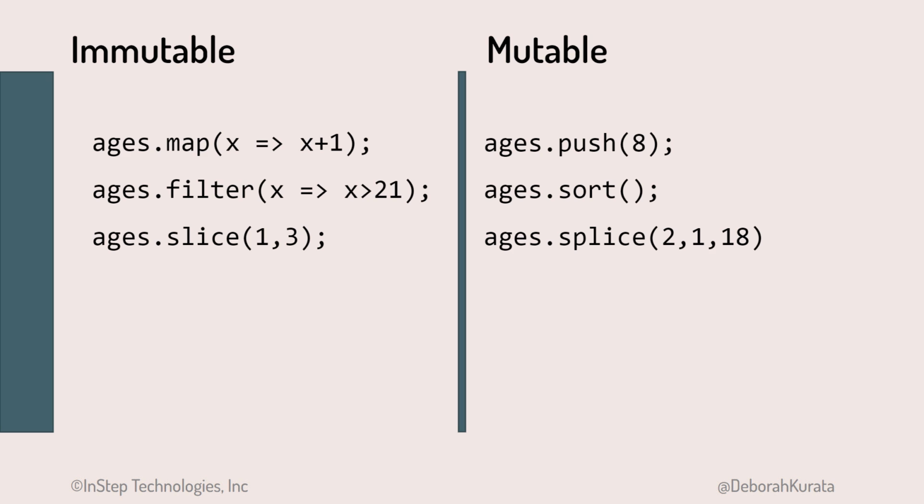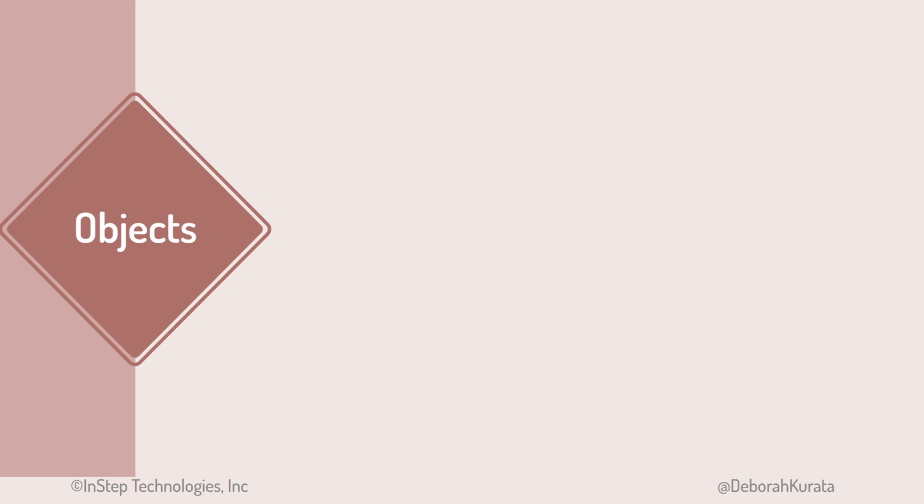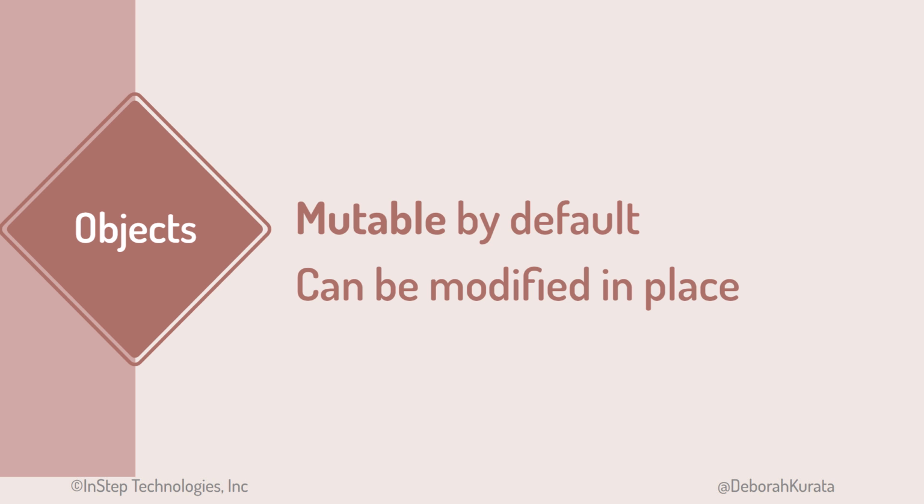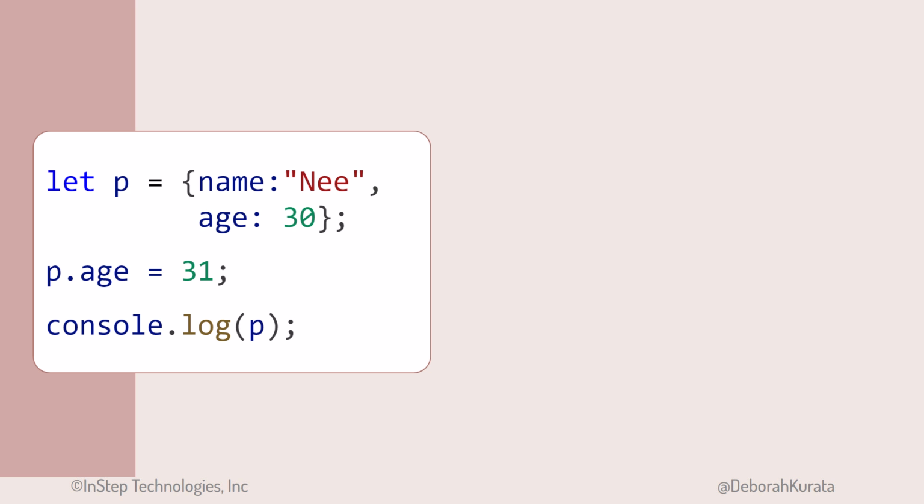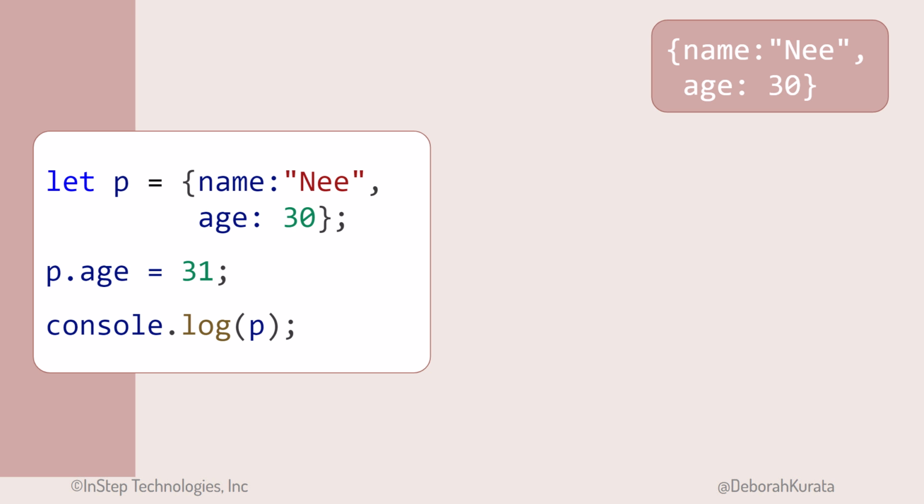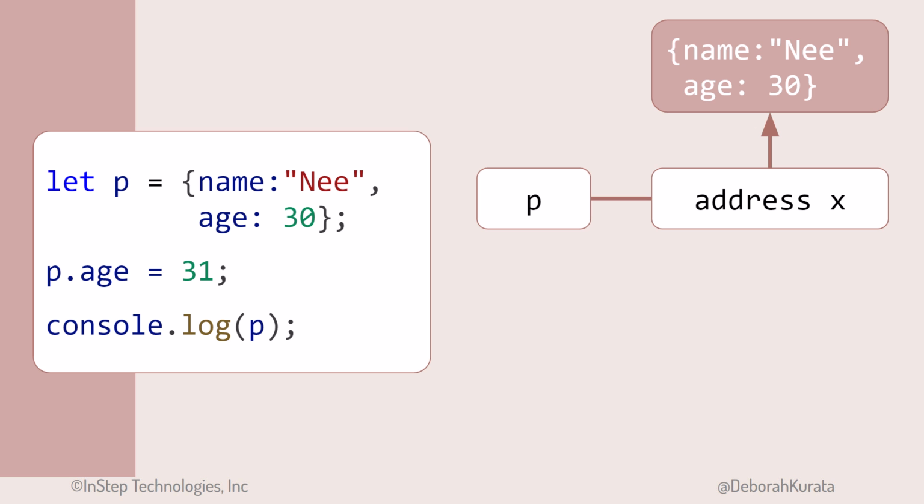What about objects? Objects in JavaScript are also mutable by default. We can add or delete properties and change property values in place after an object is created. In this example, we declare a person object. When a variable is assigned to that object, the variable doesn't store the object, but rather a memory address where the object resides. This code then modifies the value of an object property, changing the age.